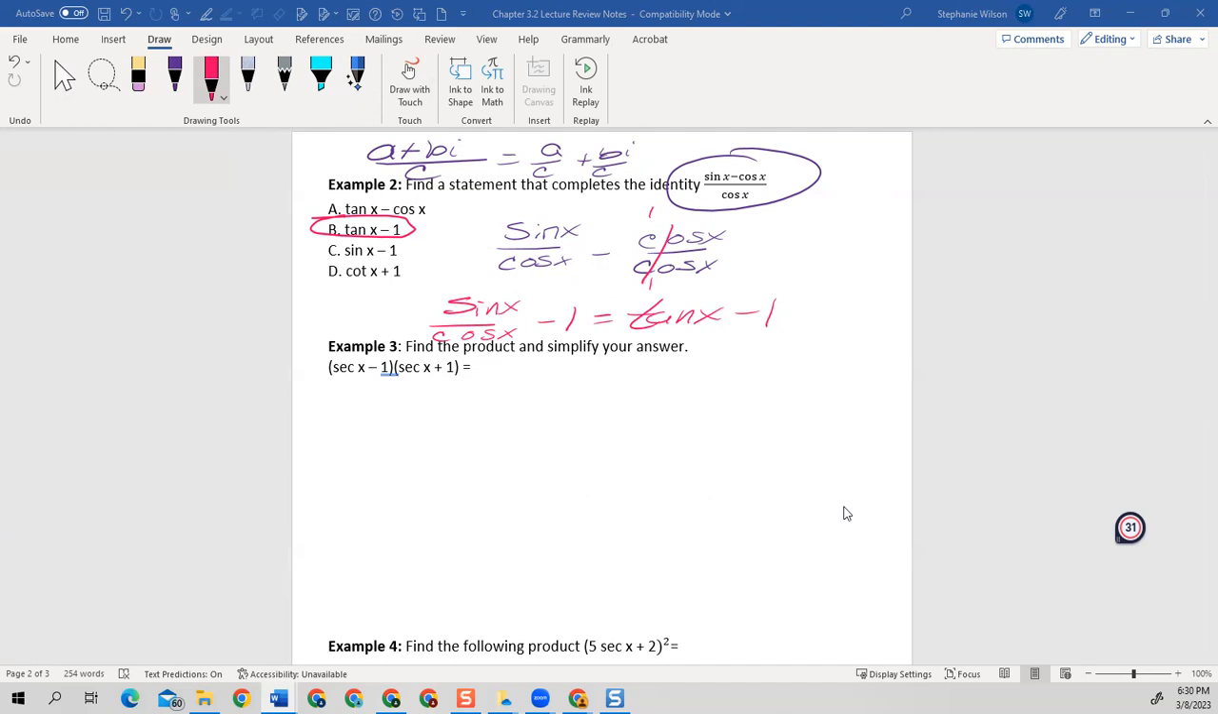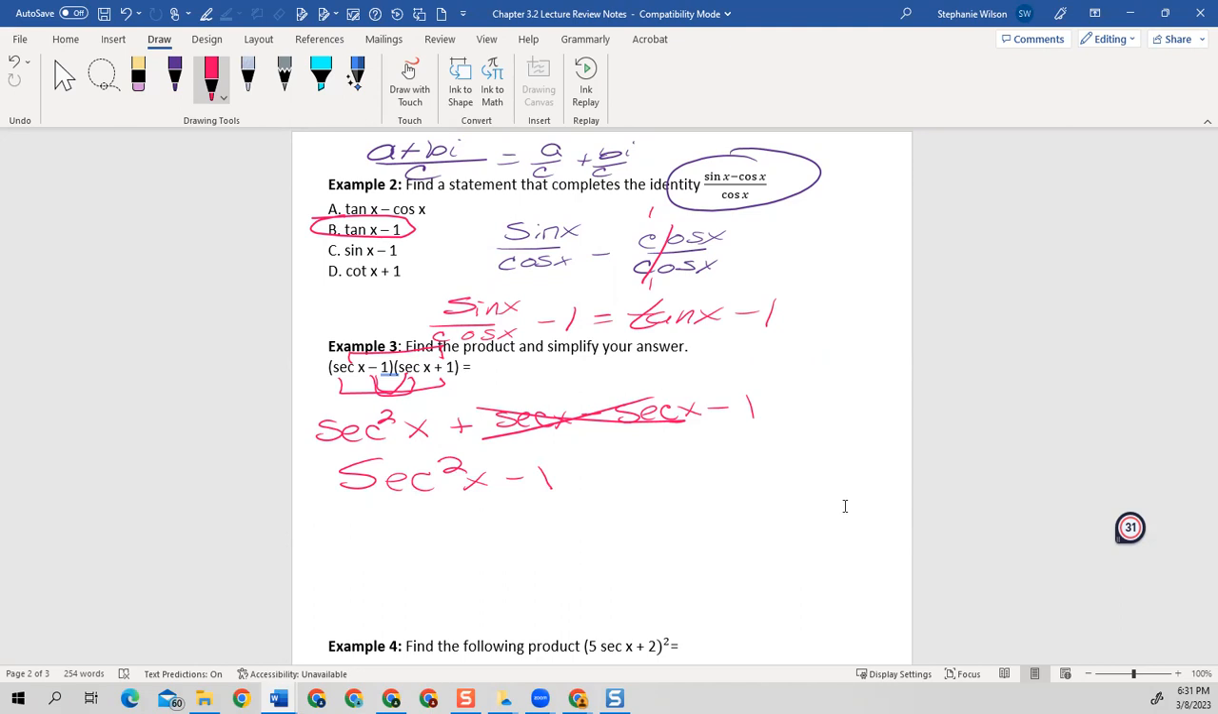Example 3 says find the product and simplify your answer. So we got a binomial times a binomial. I have secant x times secant x, so that's secant squared x. And then I have secant times that 1, so it gives me a positive secant x. I got the negative 1 times that secant, so it gives me a negative secant x. And then we have negative 1 times positive 1, which gives me a negative 1. My middle here goes to 0, leaving me with secant squared x minus 1.